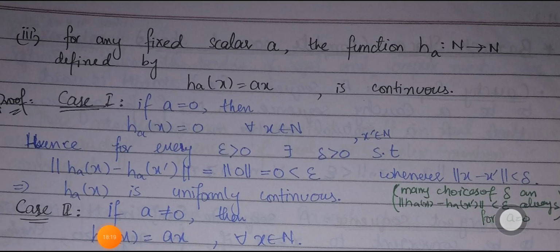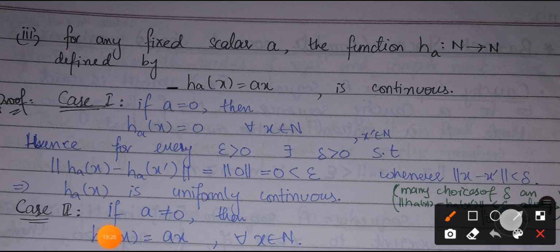Here we have another important theorem, that for any fixed scalar a, the function h_a from N to N defined by h_a(x) equals a times x, where a is any scalar, is a continuous function. So if a is some scalar, then there are two possible values for a: it could be 0 or it could be non-zero. So we are considering case 1. If a is equal to 0, then obviously h_a(x) will be equal to 0, because 0 times something is always 0.